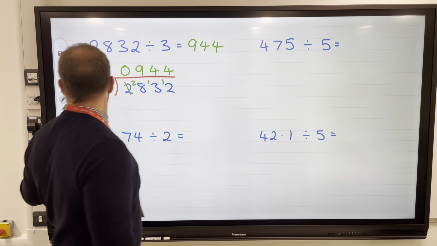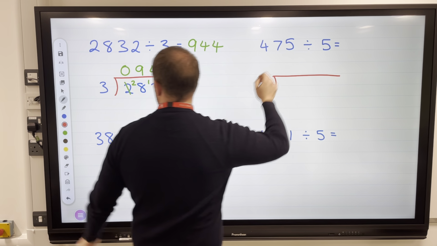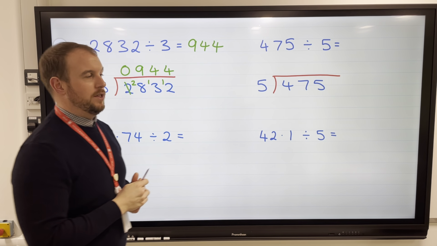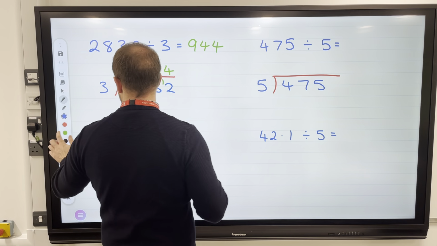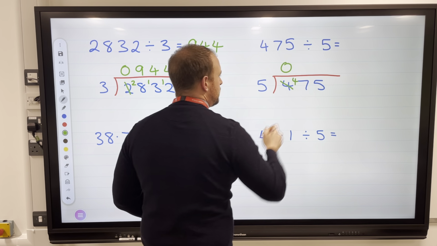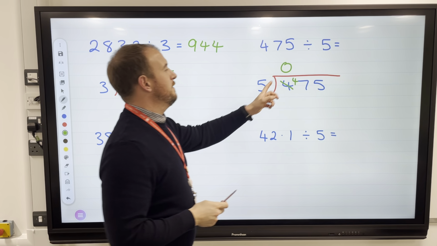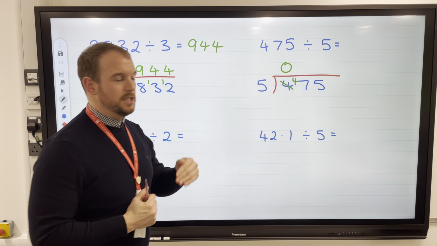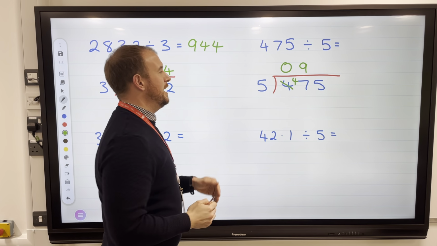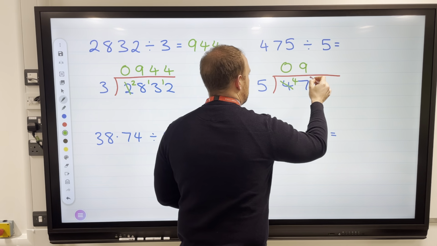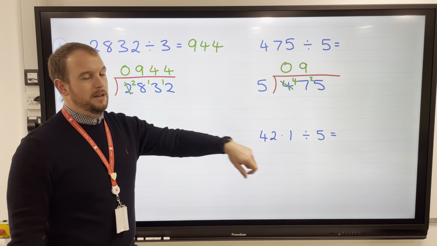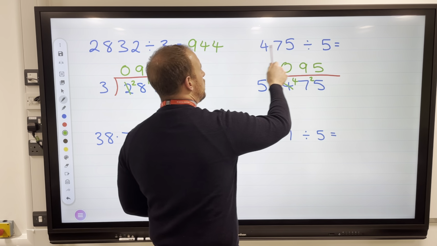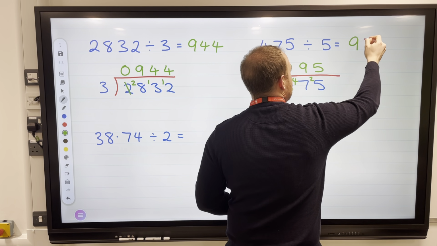475 divided by 5. So let's draw the bus stop again. 475 inside the bus shelter. The second number is left out in the rain. Does 5 go into 4? No, it doesn't. Cross out the 4, put it in front of the 7 to make 47. Does 5 go into 47? Well, it does. It's not a whole number, but using the 5 times table, 5 9s are 45. How many left over? 2, because if I've got 45 and I want to get to 47, then I have 2 left over. 5s in 25 is 5. So 475 divided by 5 is 95.